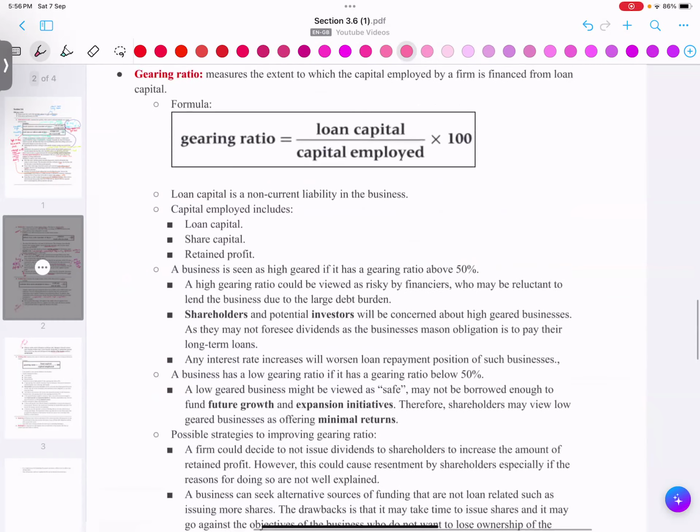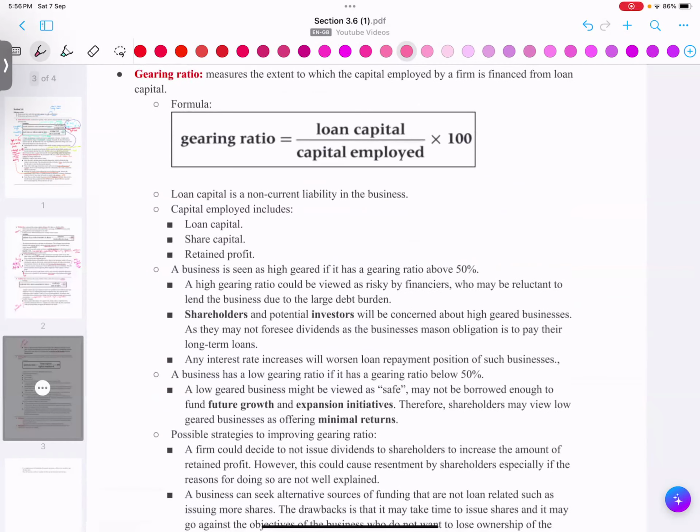Gearing ratio. So what is the gearing ratio? The gearing ratio measures the extent to which the capital employed by a firm is financed from loan capital. The gearing ratio is loan capital divided by capital employed times 100. When it's times 100, it means your answer has to be in percentage. Keep that in mind. Loan capital is a non-current liability, meaning it's long term in the business.